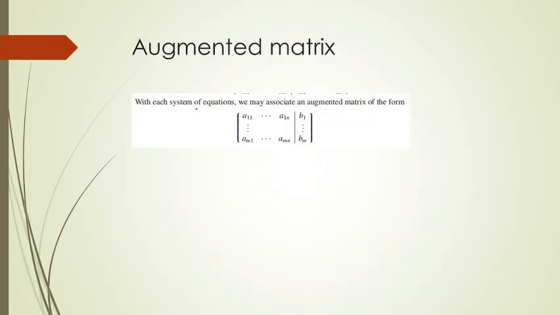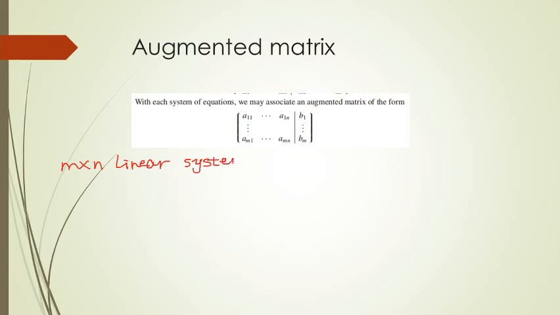And then the augmented matrix. Augmented matrix means we put the coefficient matrix A on the left side, and put the right side constant B on the right side. So let's recall the m by n linear system first.